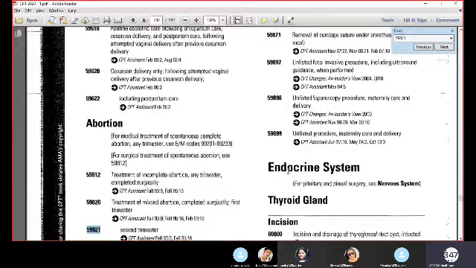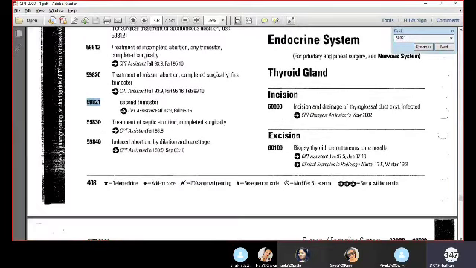Okay, so next one. One question is coming repeatedly: molar pregnancy with DNC. This is a repeated question. Molar pregnancy with dilation and curettage. 59851.